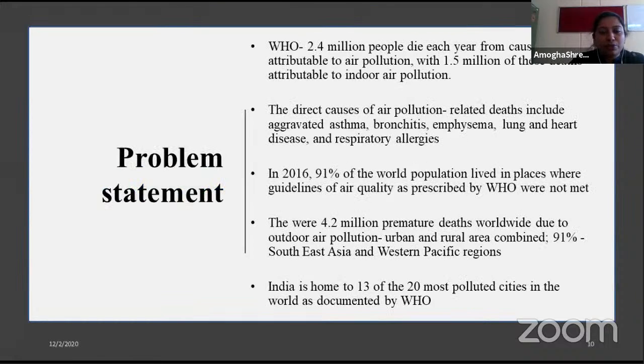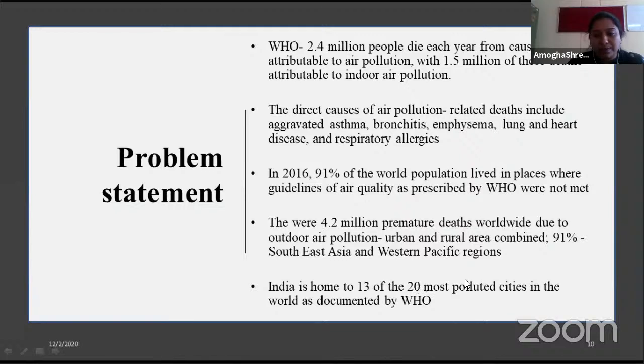So why do we have to know about air pollution? According to WHO, 2.5 million people die every year from causes directly attributed to air pollution. And of this, 1.5 million deaths are attributed to indoor air pollution. The direct causes of air pollution related deaths include aggravated asthma or bronchitis, emphysema, and other lung related diseases as well as heart related diseases. In 2016, 91% of the world population lived in places where the air quality guidelines prescribed by WHO were not met. And there were 4.2 million premature deaths worldwide due to outdoor air pollution in urban and rural areas combined. And around 90% of these 4.2 million people lived in the Southeast Asian region and Western Pacific region.